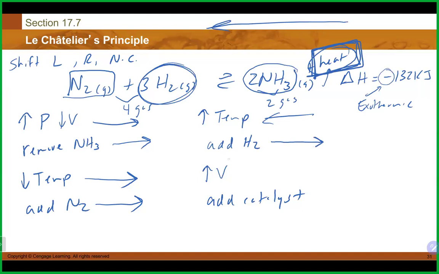And increasing the volume means, by the way, my pressure is coming down. So to bring my pressure back up in that larger volume, we would need more gas molecules. So that would shift it to the left in this case, which has more gas molecules. And lastly here, to add a catalyst, we'll actually have no change in this case. Again, it'll just get to equilibrium quicker.